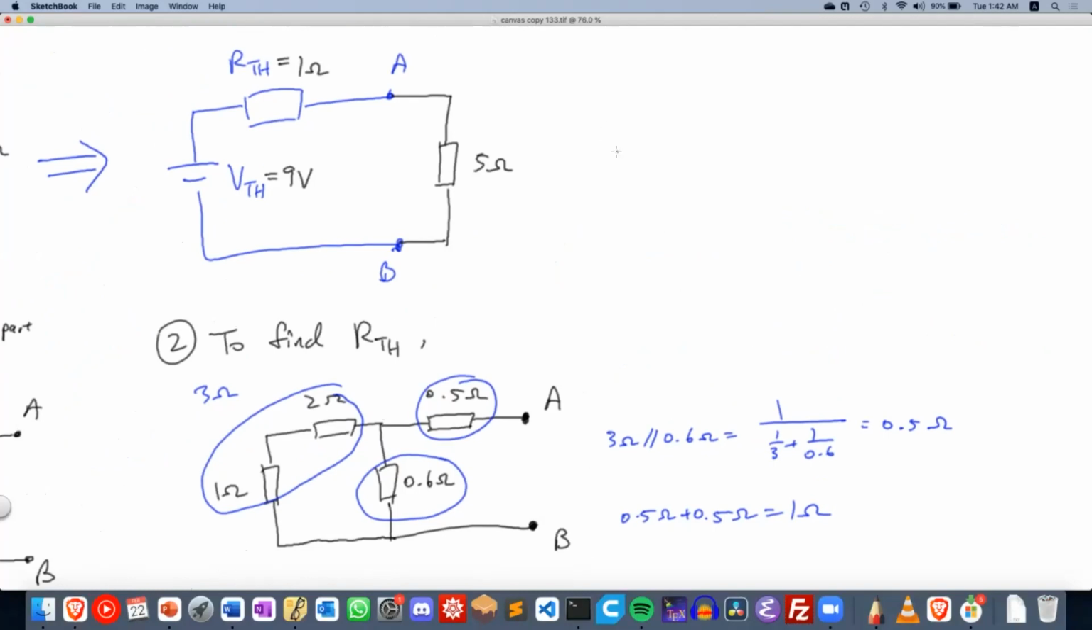Now all that's left to do is to find the current through the 5 ohm resistor. It's just taking 9 volts divided by the total resistance, which is 6 ohms, since 5 plus 1 gives you 6 ohms, and that gives you 1.5 amps. Then for the voltage across the 5 ohm resistor, you just take 1.5 amps times 5, and that gives you 7.5 volts. And that is the answer.